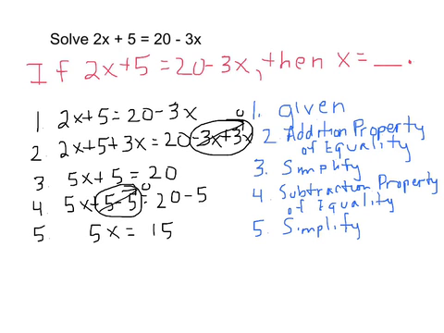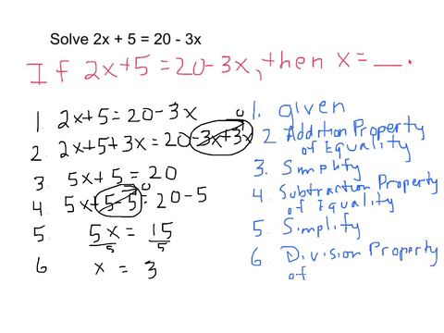Okay? Last step. We know that we can divide both sides by 5, right? And we can make a new statement that x equals 3 thanks to the division property of equality. Okay? So we've reached the end. We now know our conclusion. We know now that x must be 3. And we have a proof. Every statement has a reason.